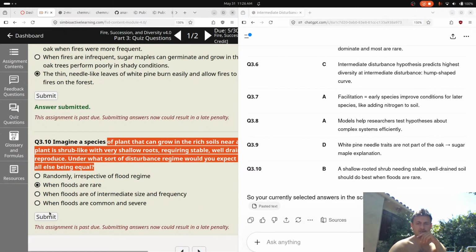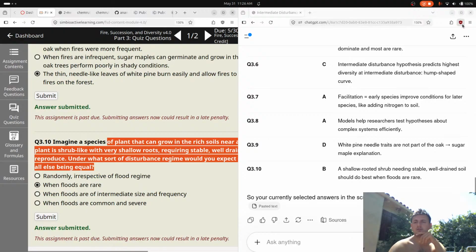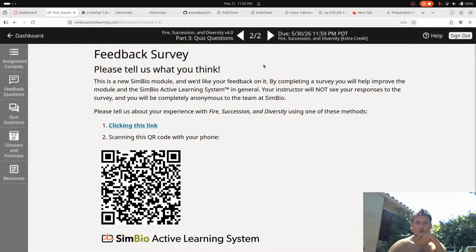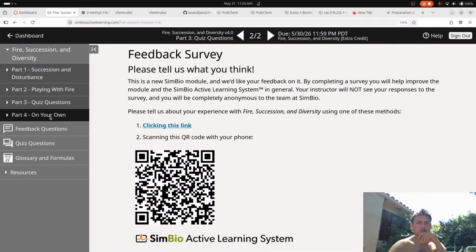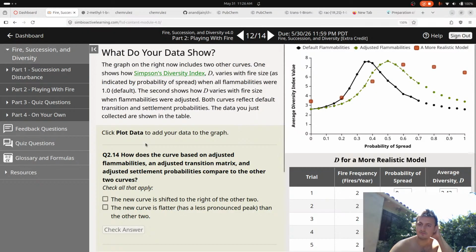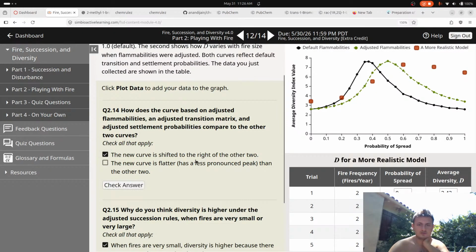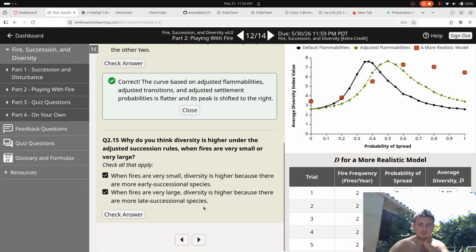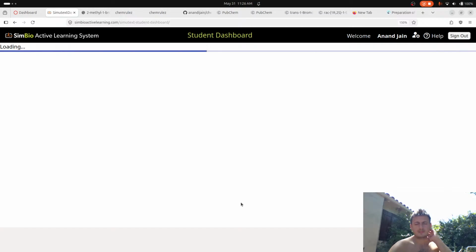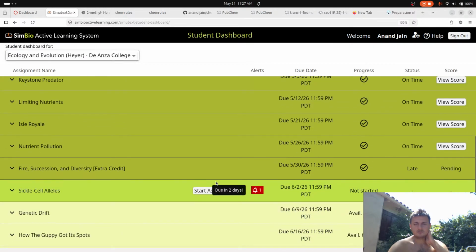Okay, so I got the same answers as chat. That's what I thought. I mean, I got them all right. Okay. Wait, is there more? No. So now, wait, am I done? Bro, I hate when I accidentally do one of them wrong. Am I good? Okay. Now I gotta do this thing. Sickle cell alleles.